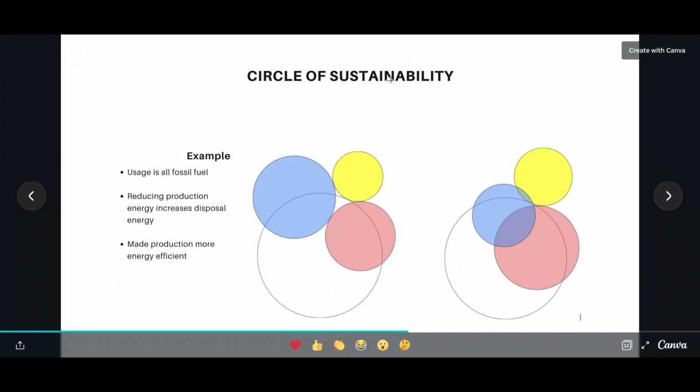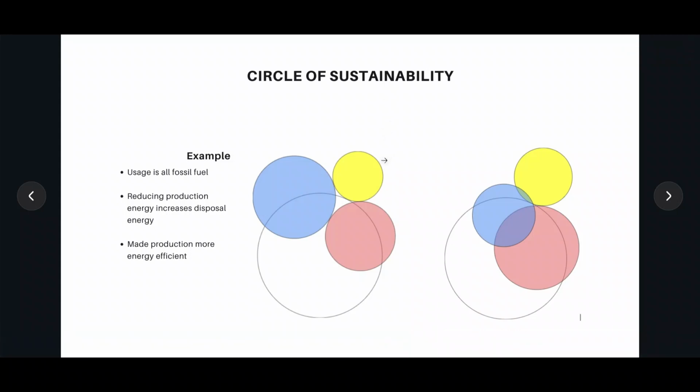Here's another example. In this example, I thought about a gas-powered car. So let's break this down. Here's the production stage, energy use. I probably should have made the product use larger because it uses a lot of energy over its lifetime. And the disposal stage is right here. Notice there's no overlap between these at the moment.